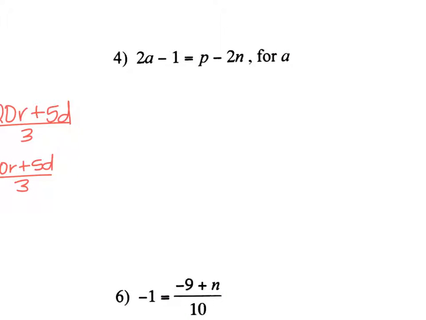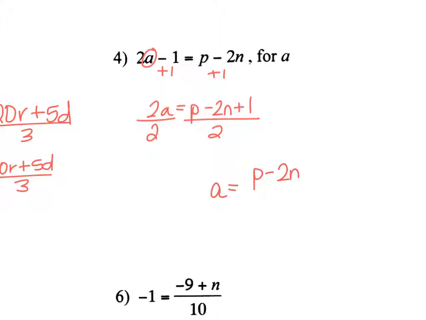And question 4, they're asking us to isolate a again. So add 1 to both sides. I've got 2a equals p minus 2n plus 1. And remember, things that are bumped up next to each other mean multiplication. So to undo that, I'm going to divide by 2. And you may notice that these 2's divide, but since 2 doesn't divide into every single thing, I'm not actually going to divide. So my final answer I'm just going to write is a equals p minus 2n plus 1 all over 2.